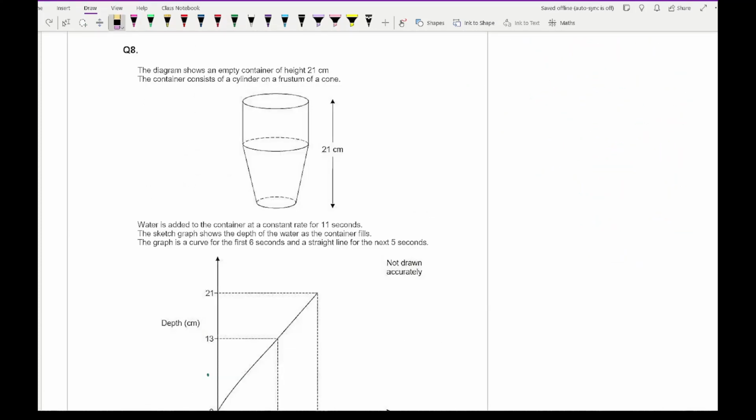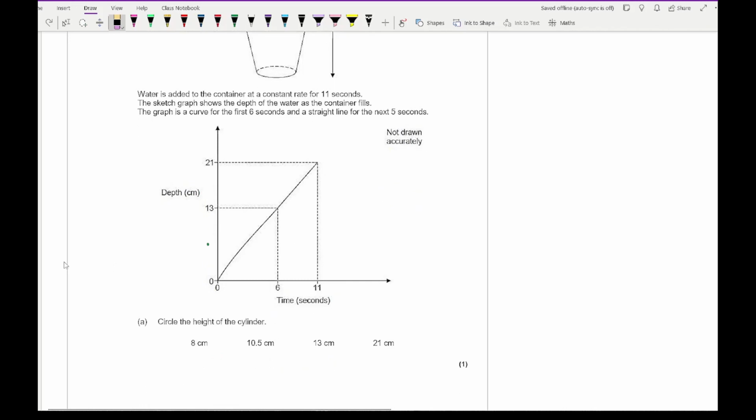So looking at question 8, it says the diagram shows an empty container of height 21 centimeters. The container consists of a cylinder on a frustum of a cone. Water is added to the container at a constant rate of 11 seconds, and the sketch graph shows the depth of the water as the container fills. The graph is a curve for the first 6 seconds and a straight line for the next 5 seconds. And here we've got a graph which again is not drawn accurately. The question says circle the height of the cylinder.